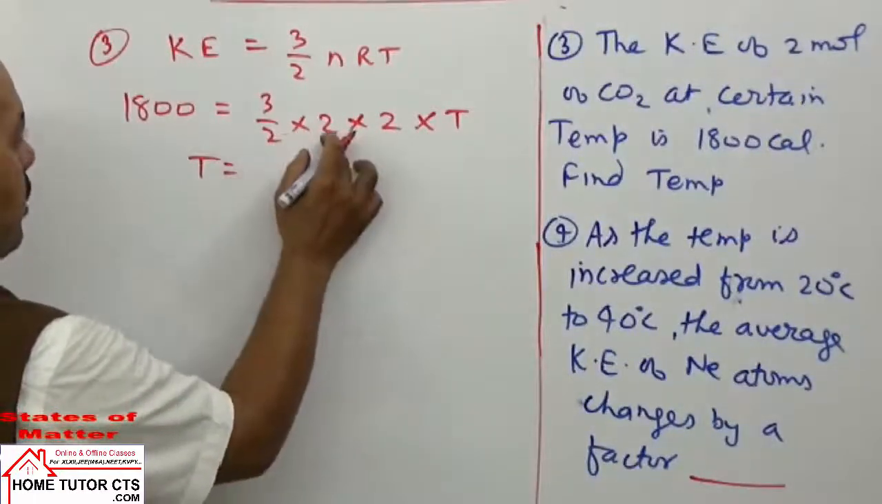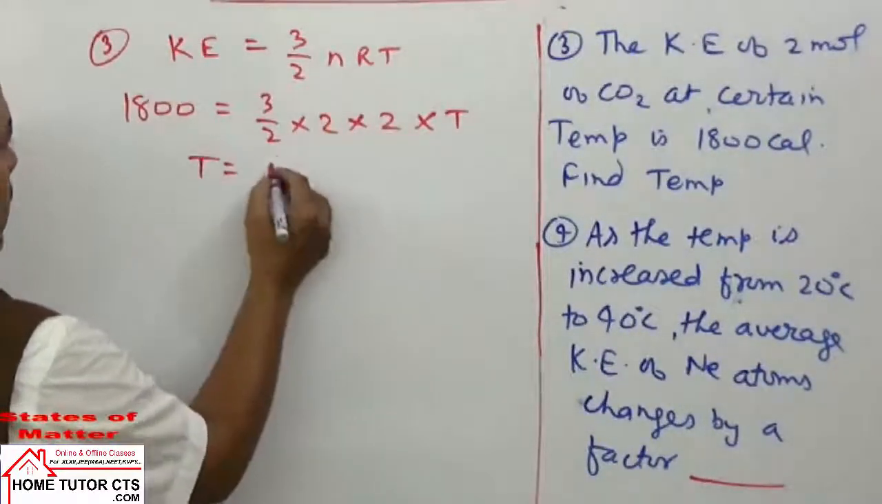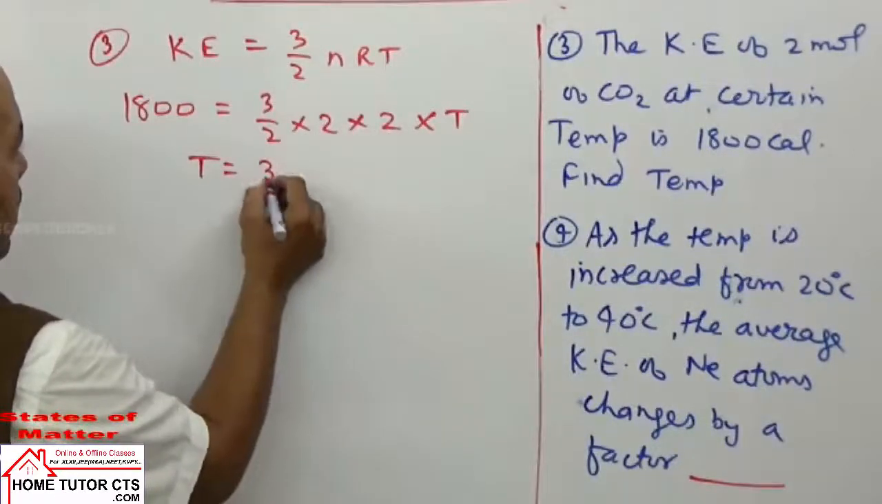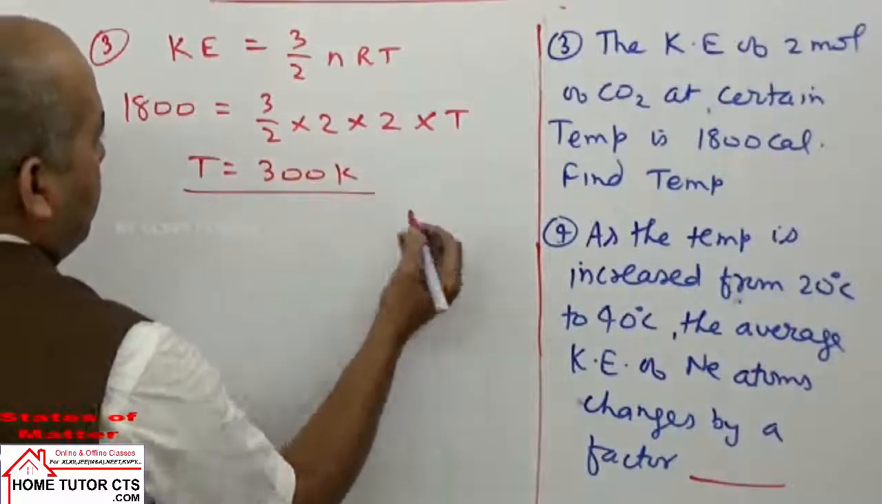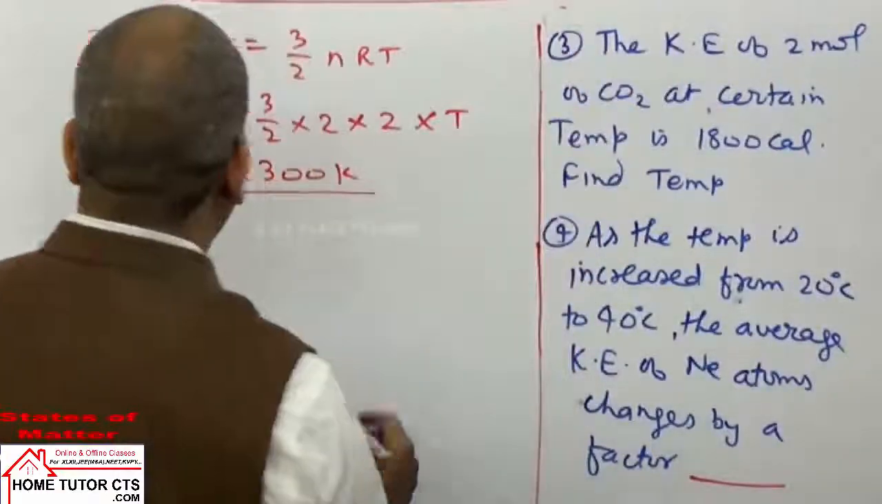We can take 2 and 2 cancel out, 1800 by 6, that is 300 Kelvin temperature. That is question number 3.